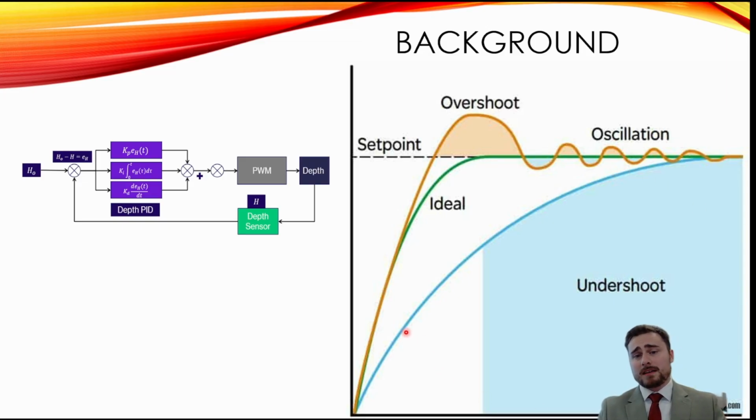If you make the gain values too strong, they can end up overshooting and oscillating, which can be seen in the orange. And if you make the gains too weak, they end up undershooting, and then it takes a really long time to reach your set point.